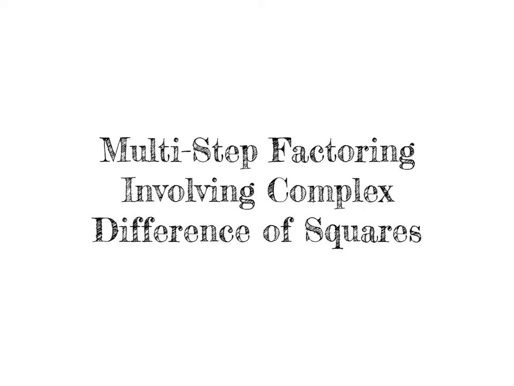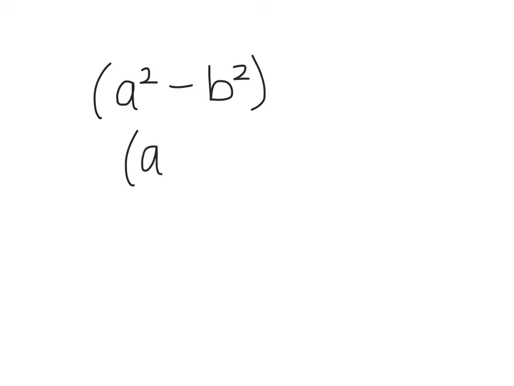In this lesson, we're going to be talking about multi-step factoring involving complex difference of squares. So what a difference of squares tells us is if we have two terms that are both squared with a subtraction sign in the middle, we're able to factor it out into the square root of those two terms with alternating plus and minus signs.